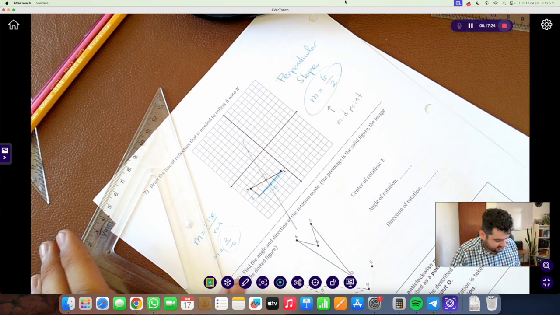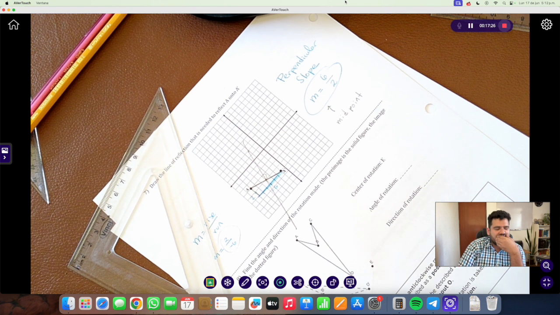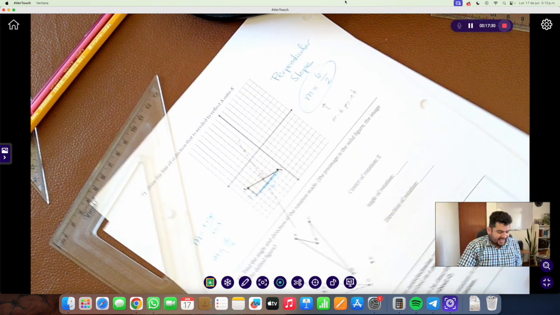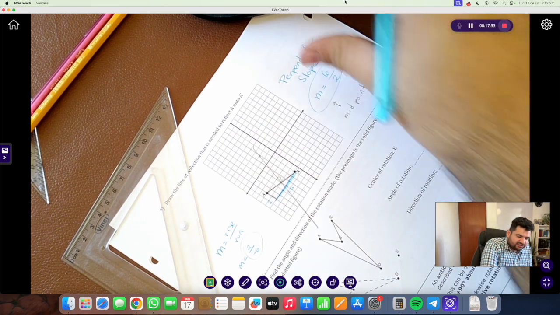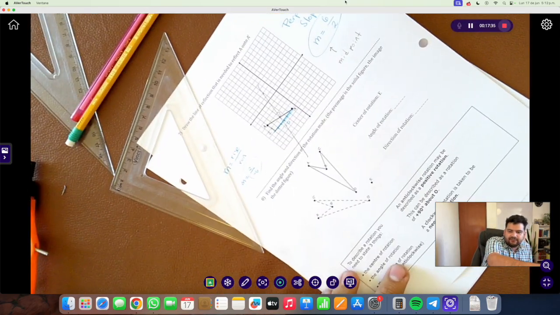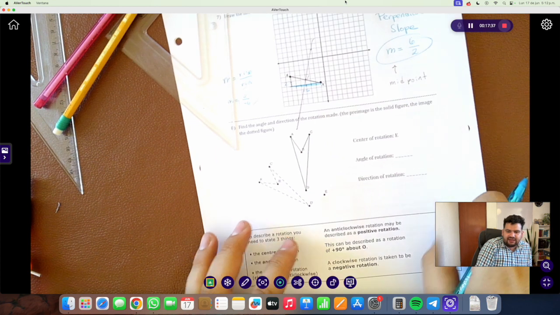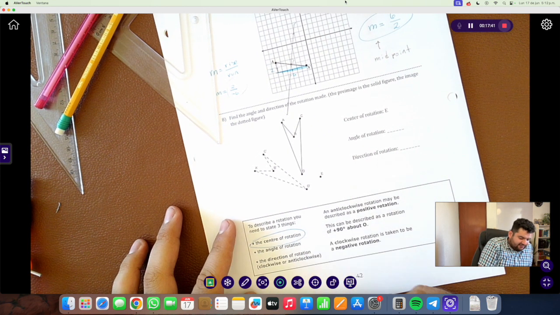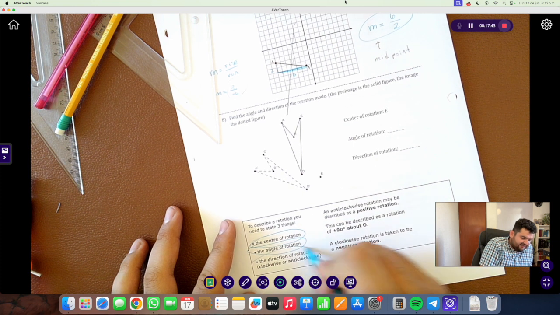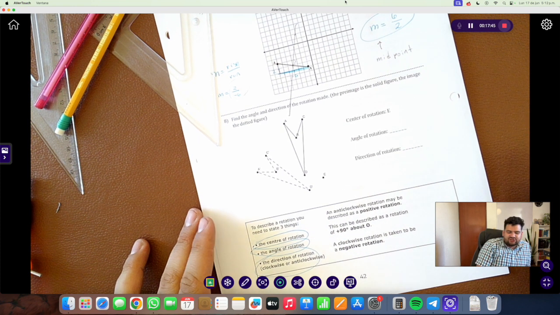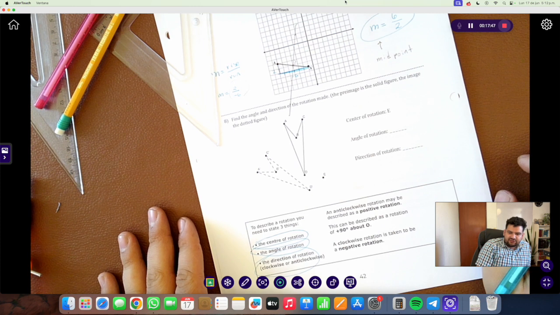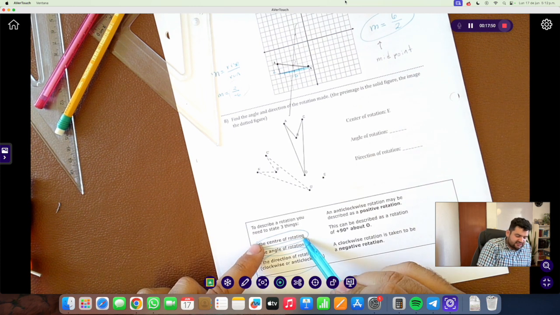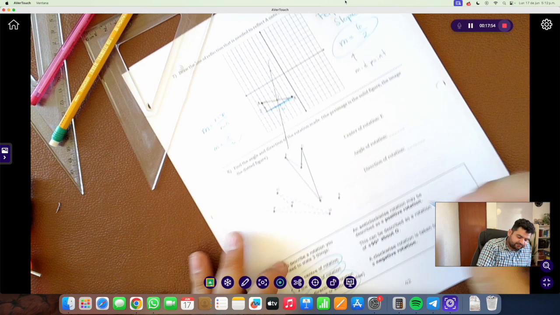Okay, so now I need to tell you something, and this will be a question in the test. So I am going to ask you to describe a rotation. A rotation has 3 elements: the center, the angle, and the direction. So if I ask you, describe the following rotation, you need to say which one is the center, which one is the angle, and which one is the direction.